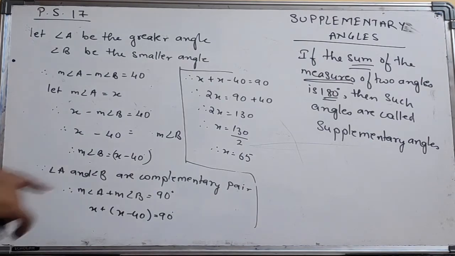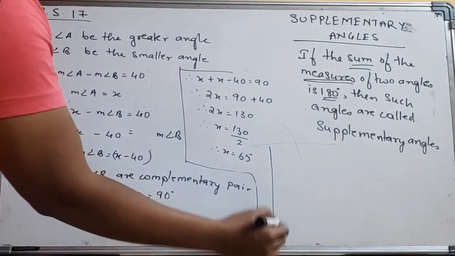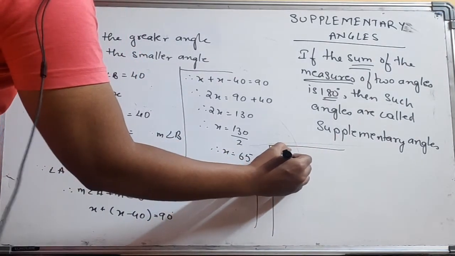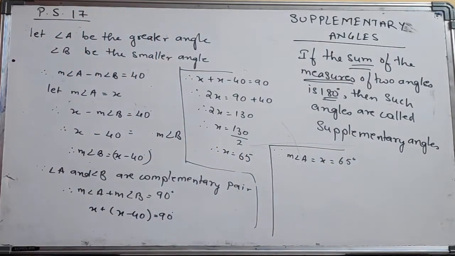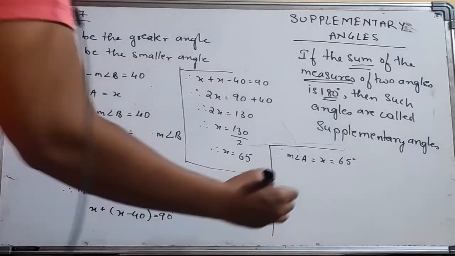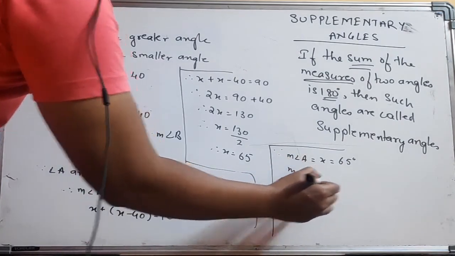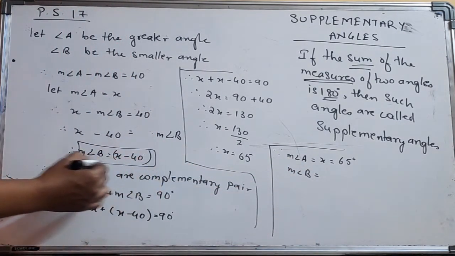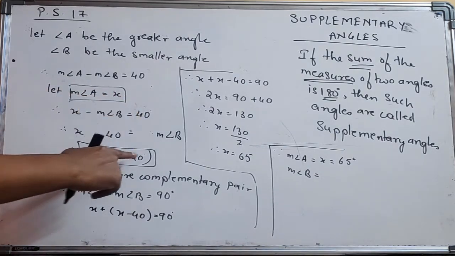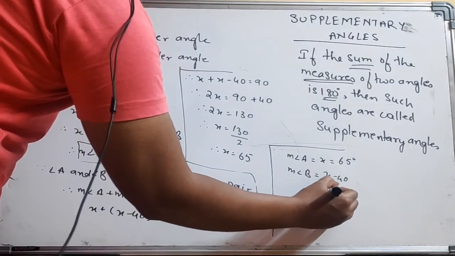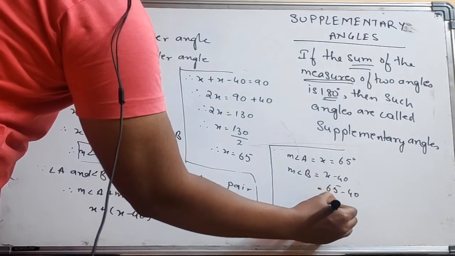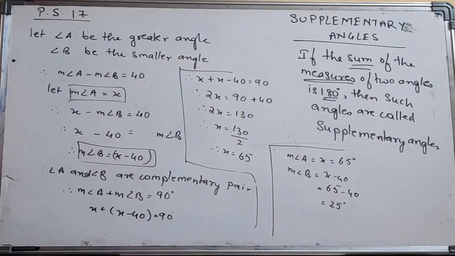65. Now, what is X actually? Measure of angle A. Since measure of angle A is equal to X, this will be equal to 65 degrees. And measure of angle B is what? X minus 40. So this will be 65 minus 40, that is equal to 25 degrees. Okay, students, I hope you have understood this sum.